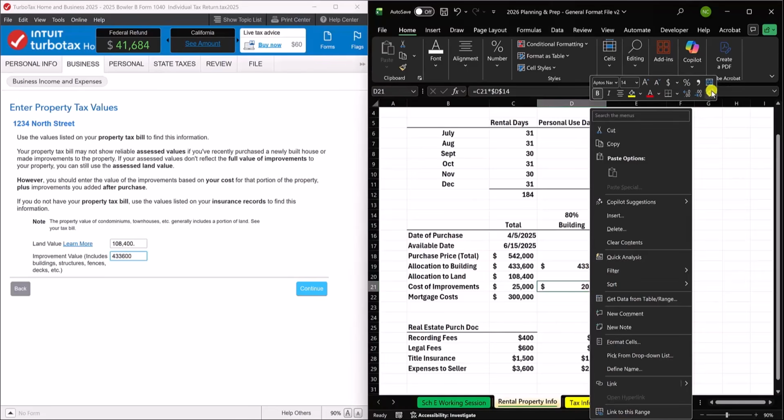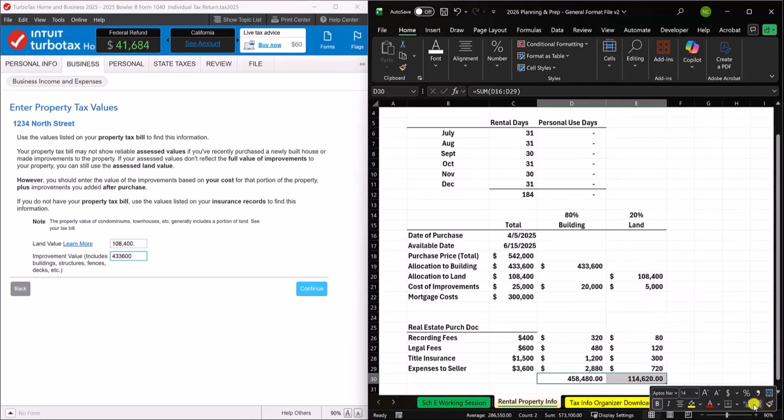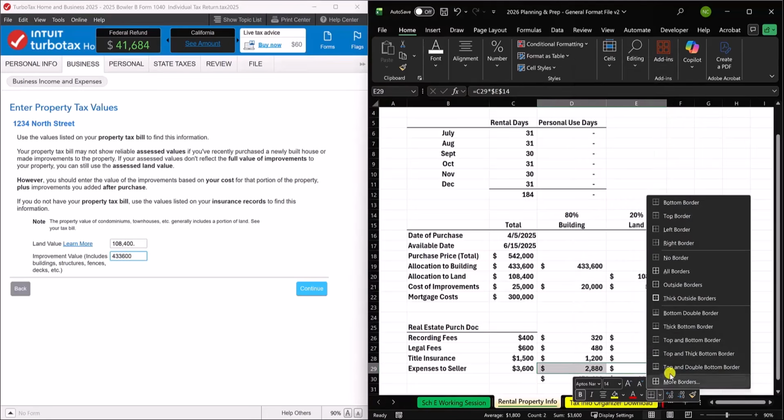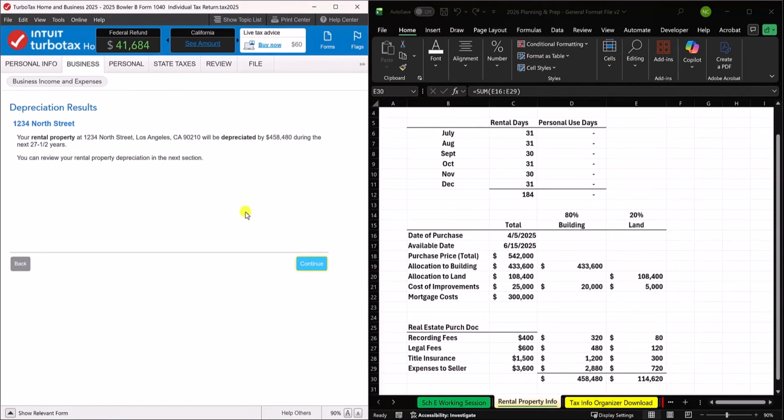Okay, so let's just see if TurboTax is doing it the way that I described. Let me update the formatting right there. Let's go ahead and sum all of this up before we continue. I'm going to go down right here and I'm going to do a summation. Let's just go ahead and grab everything above right there. And then I'm going to grab all of these and let's go ahead and see if that is the amount that TurboTax is saying should be subject to depreciation, $458,480, and then the amount that should not be subject to depreciation because it's all allocable to land, $114,620. So I'm going to go ahead and click continue here, and let's see if that's the case.